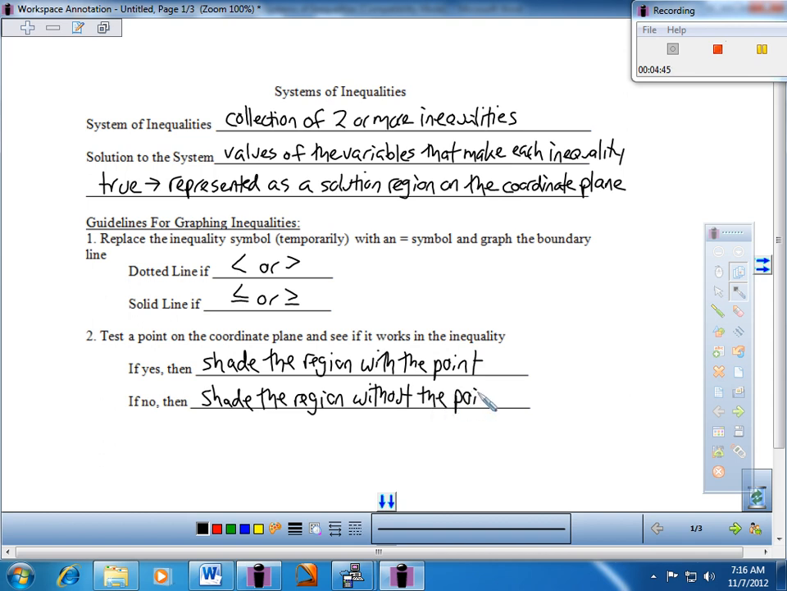So if you're still not sure, solid versus dotted, shading with, shading without, don't worry about it too much here. As we go through the process, it'll all start to click. But make sure you have those pieces in place as we move forward. So those are the guidelines. The best thing, of course, to do is to try it out with a couple examples here.